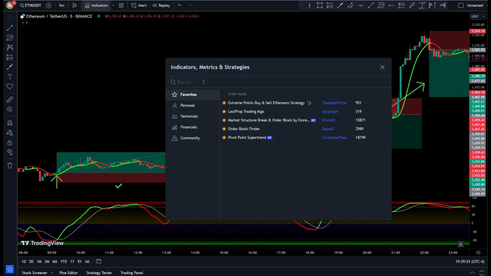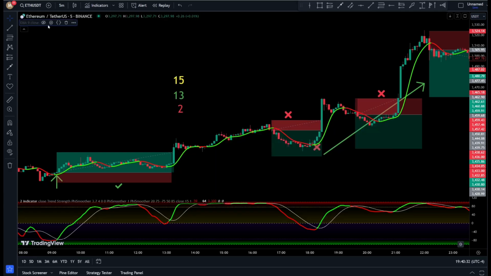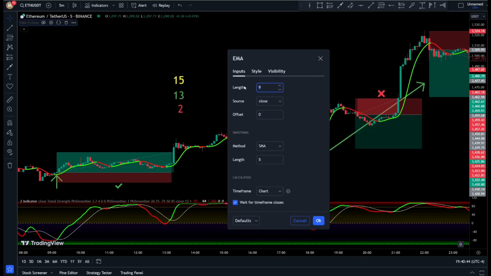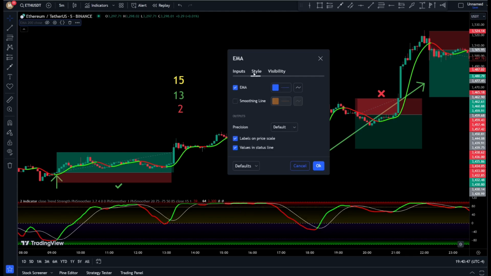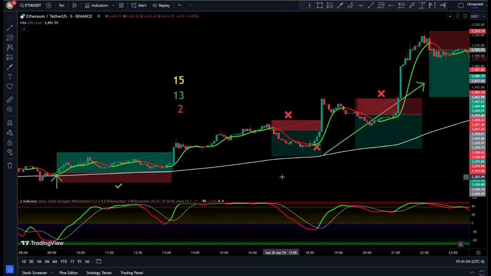Open the Indicators tab, search EMA, and add this indicator to the chart. In its settings, change this number 9 to 200. Then change its color to white and make it a little bolder. The indicator is applied to the chart. Now we're going to get a third confirmation from the EMA indicator.